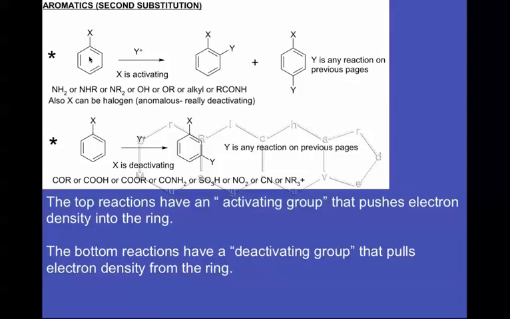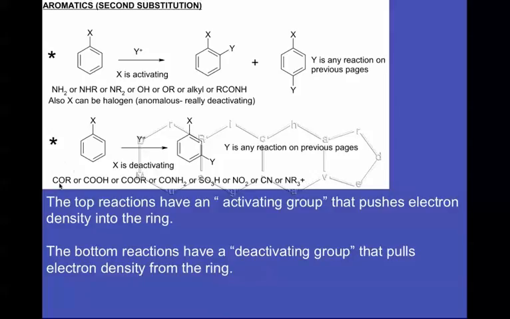Now, the kinds of groups that we're talking about as activating groups will be these kinds of groups here: NH2, NHR, NR2, OH, OR, alkyl, or RCONH. And what we're looking at here are groups that are considered to be electron donating.